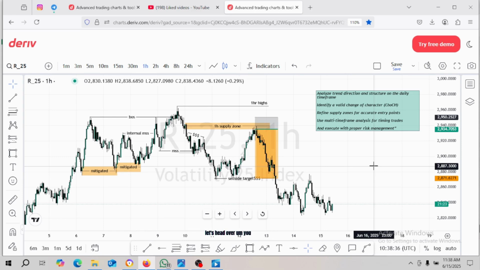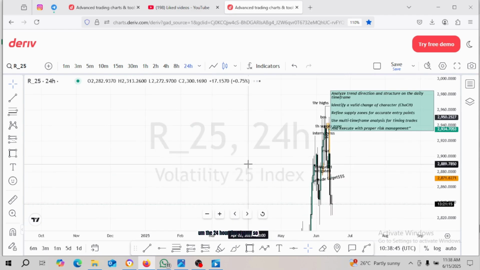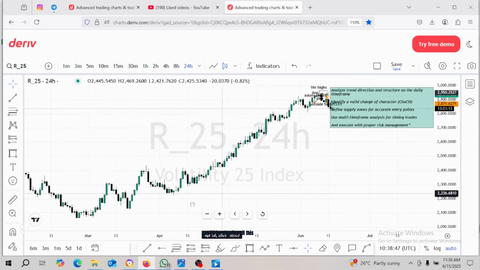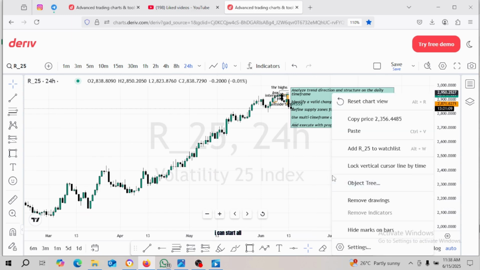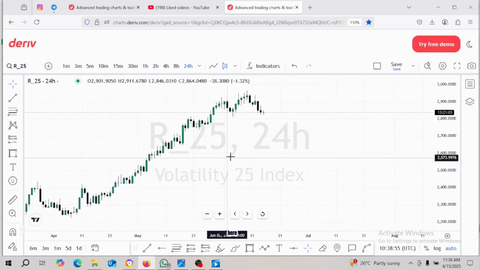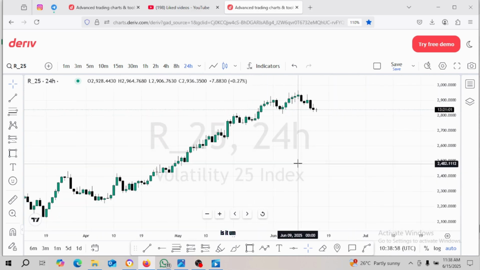So let's head over. You all know we start our analysis on the daily time frame, the 24-hour time frame. So I'll be clearing all this drawing so I can start all over, guys. So I'll remove all the drawings, and here it is. We mark out the structure, we get the context on the daily time frame. In this time frame, we are to see what price is doing. What phase is price at? Is price on a bullish trend or a bearish trend?